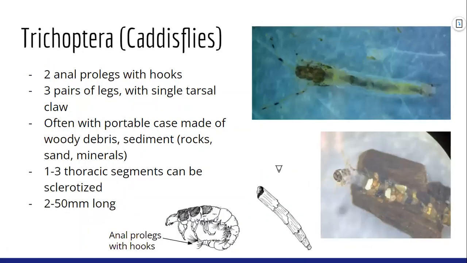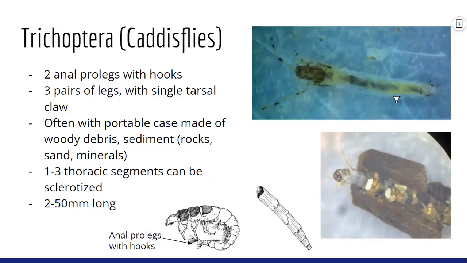Next, we have Trichoptera or caddisflies. These individuals are 2 to 50 millimeters long. They have 3 pairs of legs, which you can see here and here as well, which end in a single tarsal claw, and they have 2 anal prolegs, which you can see here as well as here.